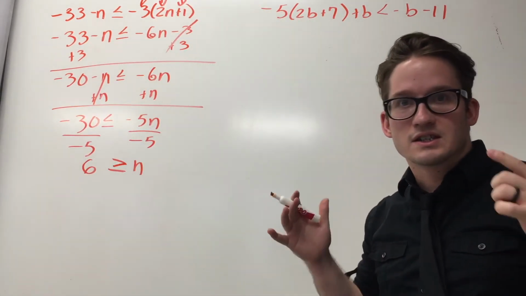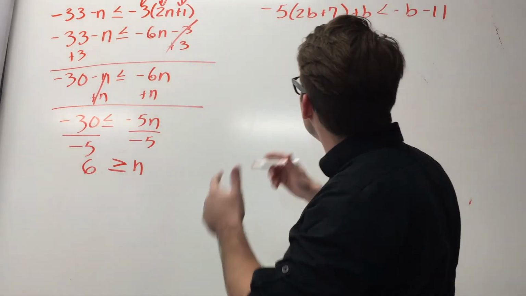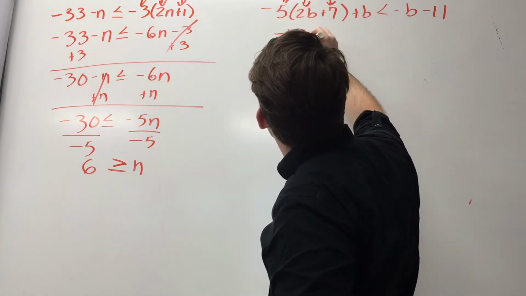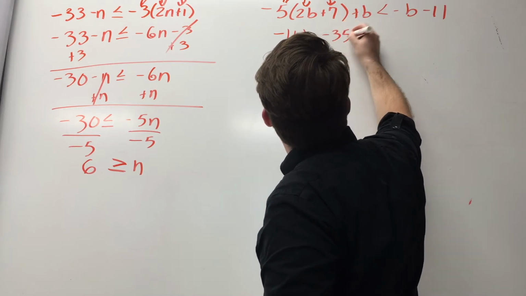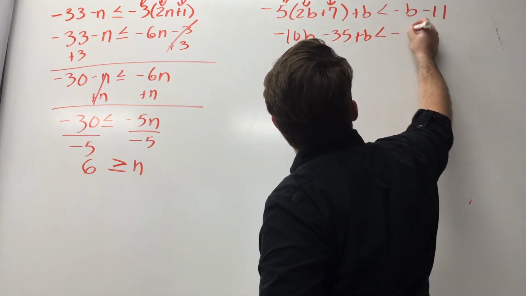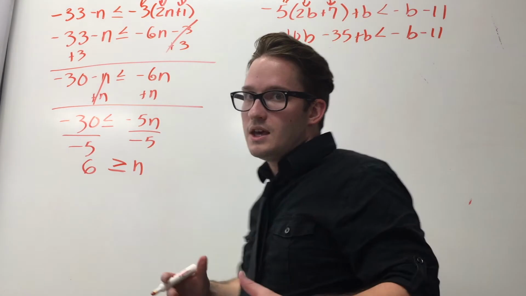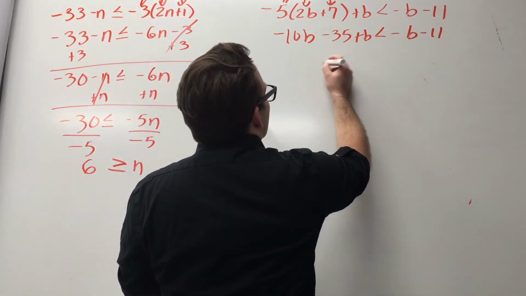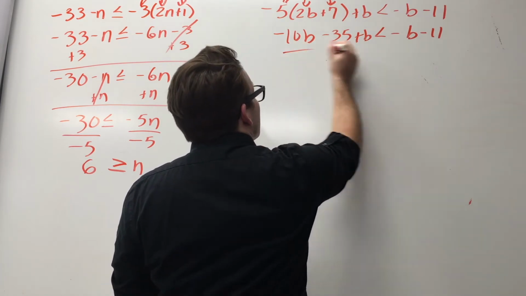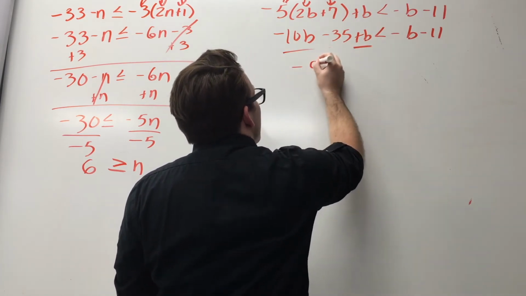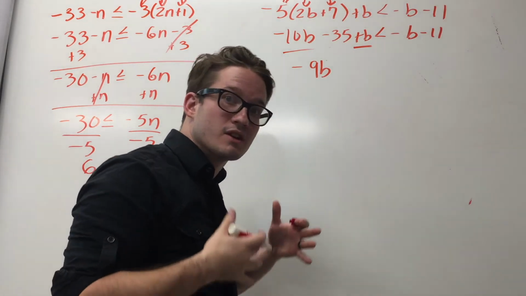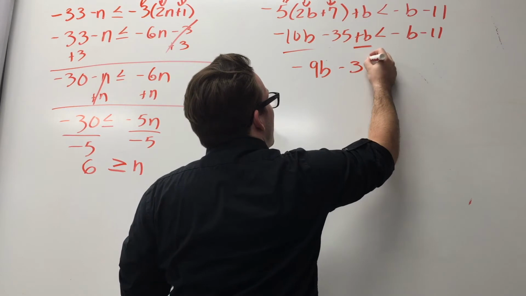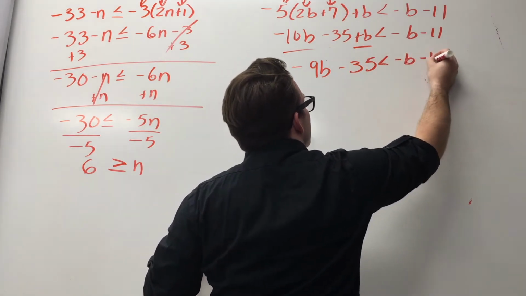Okay, again, simplify. We're going to distribute first to simplify. I get negative 10b minus 35 plus b less than negative b minus 11. Key thing here is combine like terms. Okay, we're going to combine our b terms to get negative 9b. Notice how I added those together because they're on the same side of the inequality. Negative 35 less than negative b minus 11.